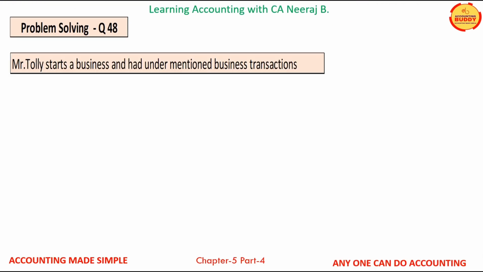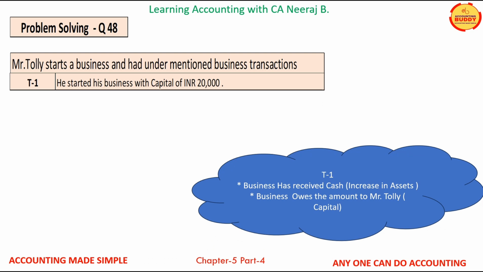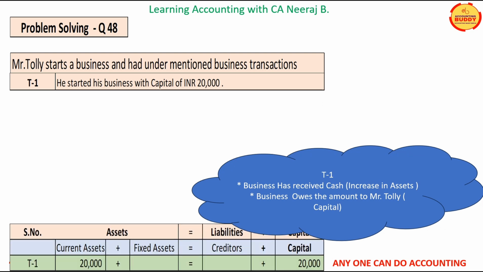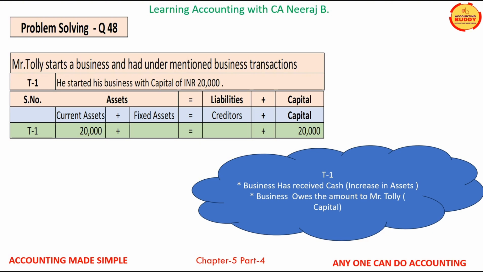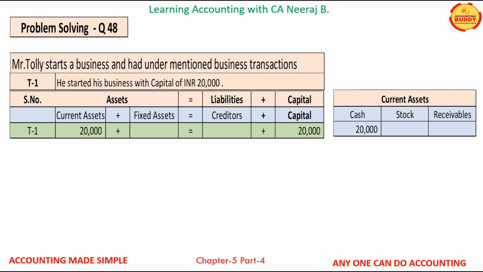So Tolly starts a business and had the undermentioned business transactions. Transaction T1, he started his business with a capital of 20,000. In this transaction, the business has received cash from Mr. Tolly towards his capital contribution. Cash is an asset of the business and capital is the amount which the business owes to Mr. Tolly. Therefore, 20,000 cash, being a current asset, will appear on the left hand side of the equation under the head assets, and 20,000 will appear under the head capital on the right hand side of the accounting equation. At this stage, the business holds only cash of 20,000 under assets.